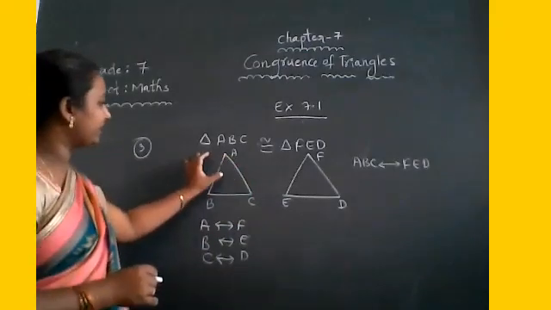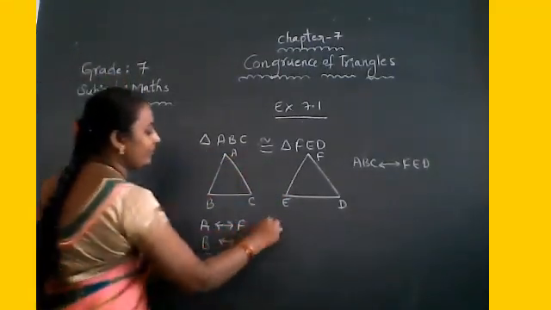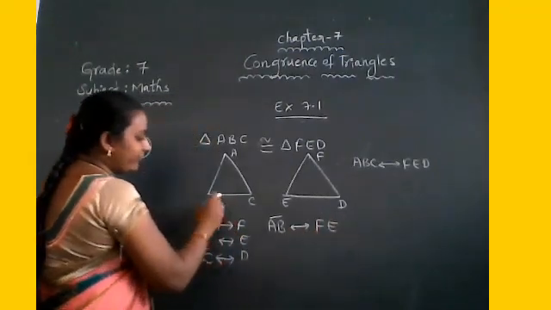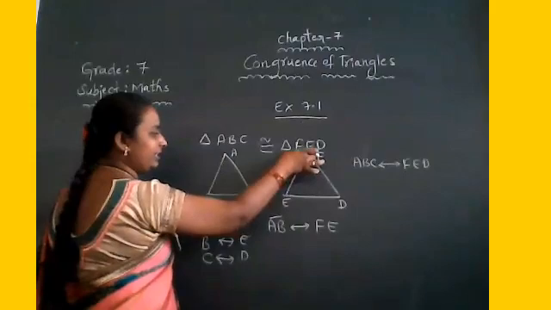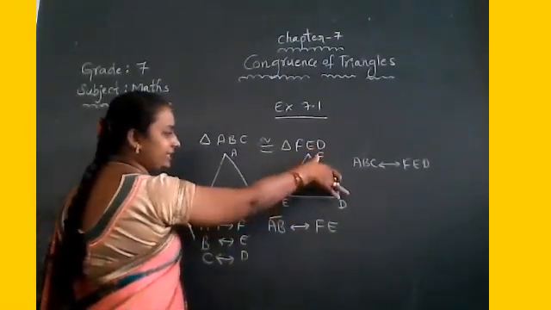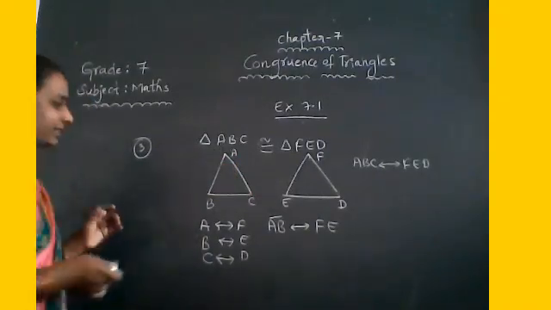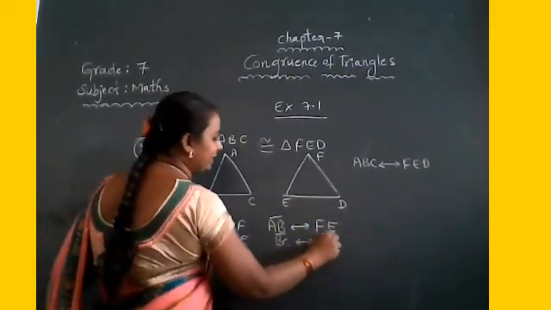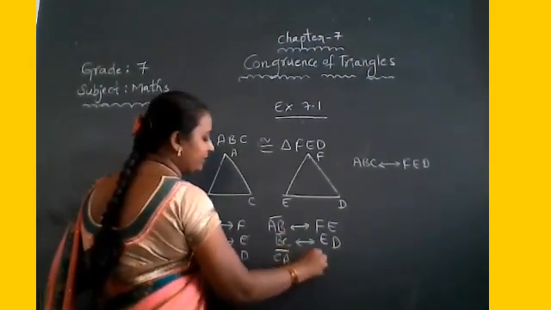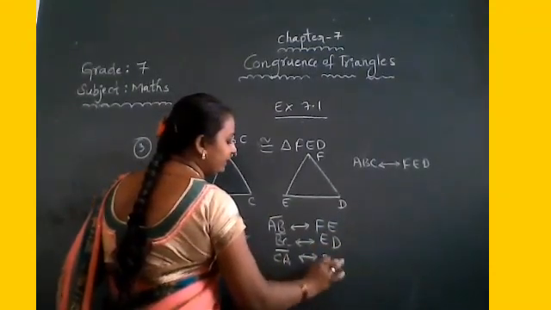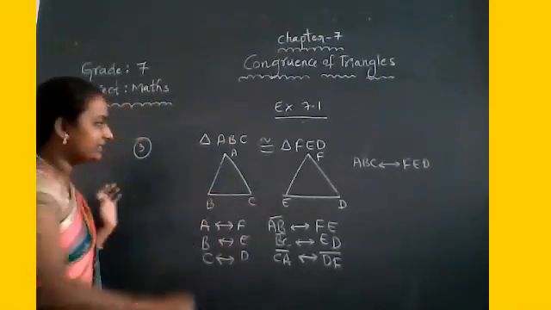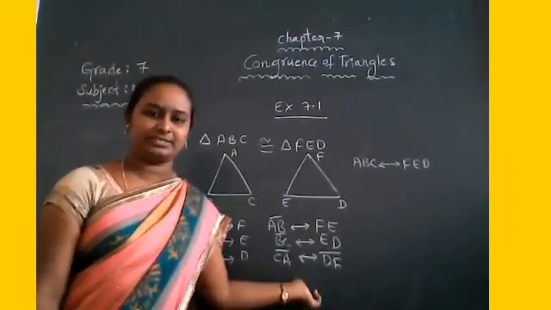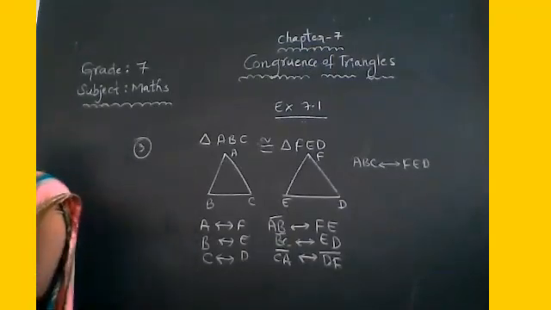And the remaining parts, now check. Here the sides. Line segment AB corresponds to FE. If you take BA, what is the order here? EF. If you take CA, it is DF. Like that you have to give the order. So AB corresponds to FE, and line segment BC corresponds to ED. And what about CA? Line segment CA corresponds to line segment DF. If angles are not given, you can write only the vertices and the sides. So this is the answer. Next, fourth one.